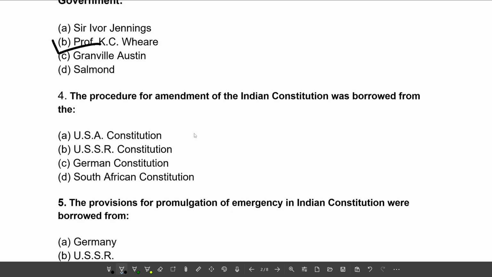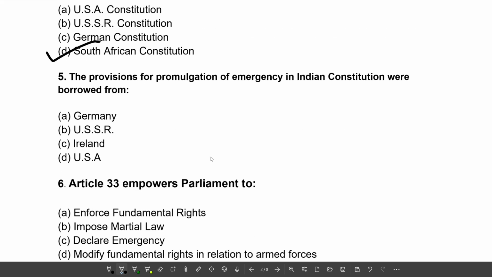Wheare. Next question. The procedure for amendment of the Indian Constitution was borrowed from option A, USA Constitution; option B, USSR Constitution; option C, German Constitution; option D, South African Constitution. So the correct option will be option D, South African Constitution.